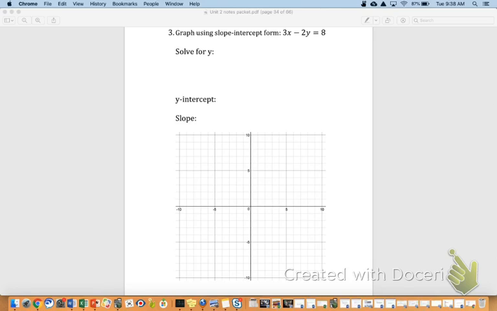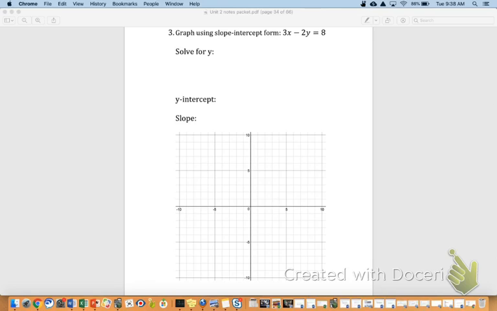Okay? So if you would, take a look at number 3. You're going to get some bonus practice on this one. When you look at number 3, did you notice that it's not in slope-intercept form right now? It's not y equals mx plus b. So the first instructions here are to solve for y, to get it into slope-intercept form. So please take a minute and do that. I'll give you a solution on that, and then I'll have you try to graph it.